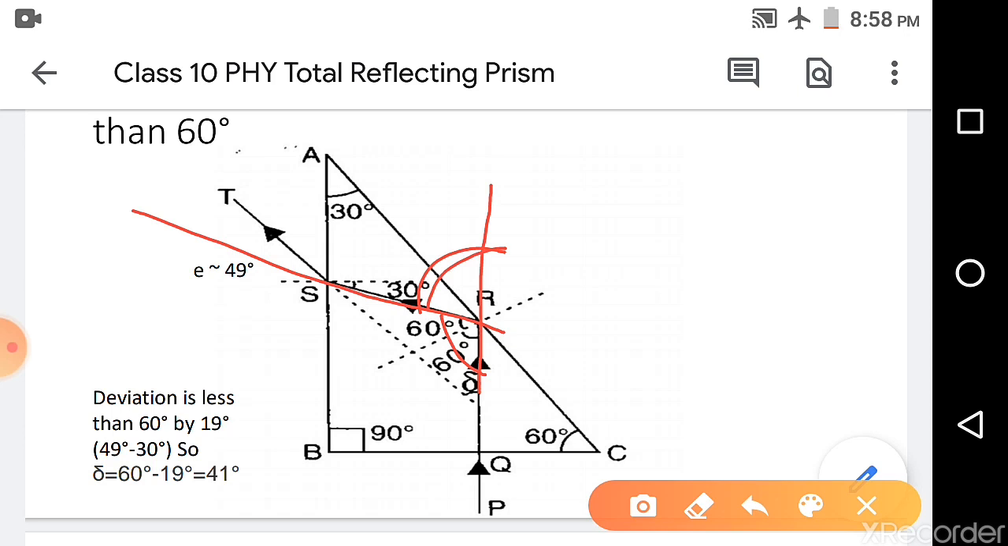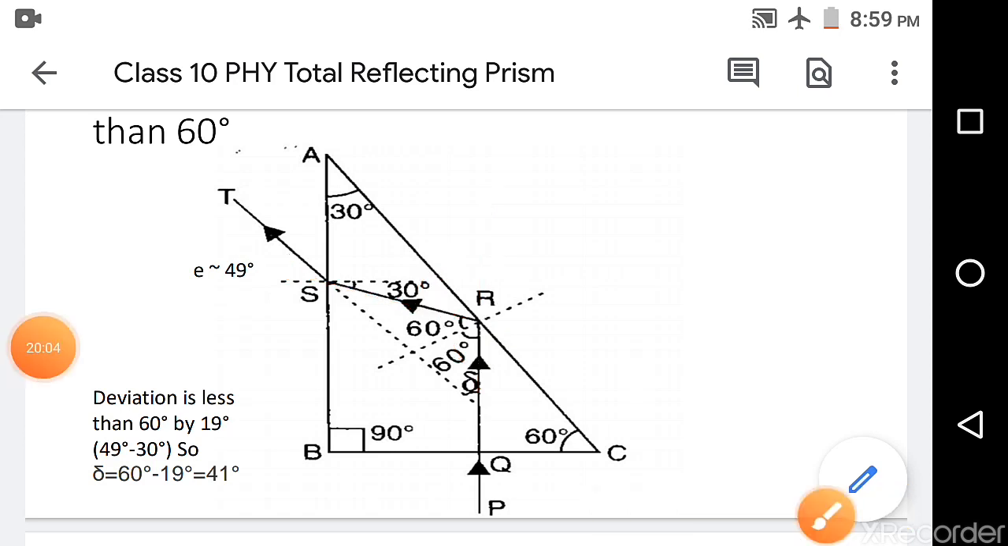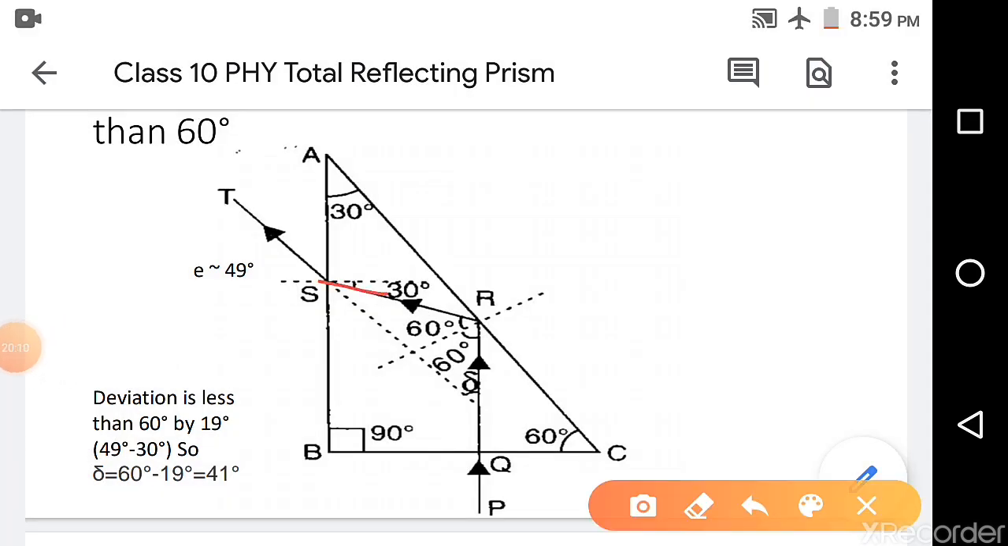But here there is a little more deviation of 19 degrees. Sorry, this one is 41 degrees. Let's see. This ray goes a little bit away from the normal, so the deviation is now less by 19 degrees. So the 60 degrees of deviation is subtracted from 90 degrees, and we get the actual deviation, which is less than 60 degrees, that is 41 degrees. You can easily understand it using the geometrical idea.